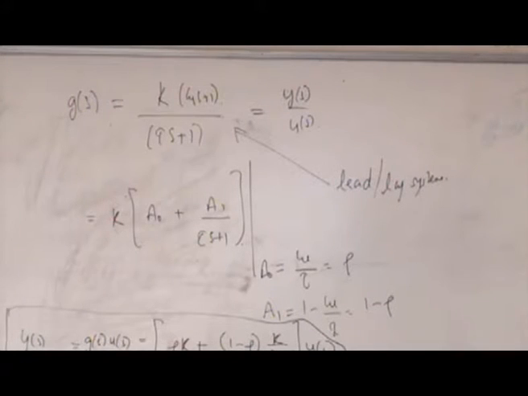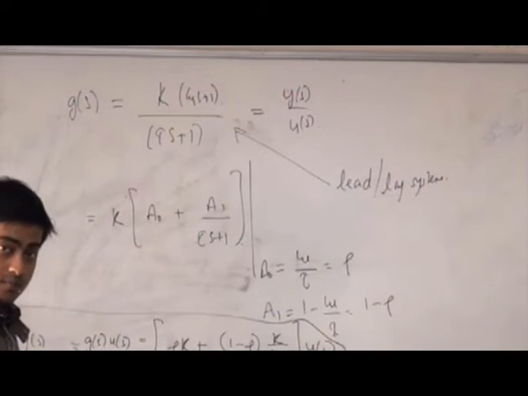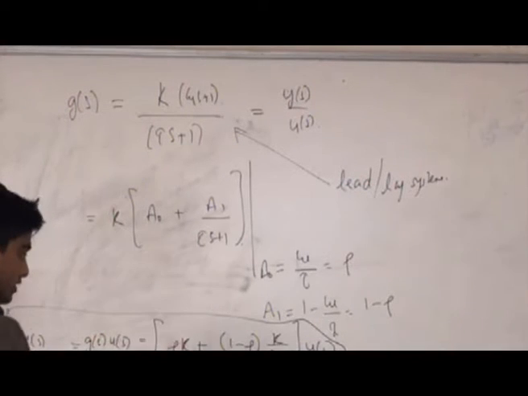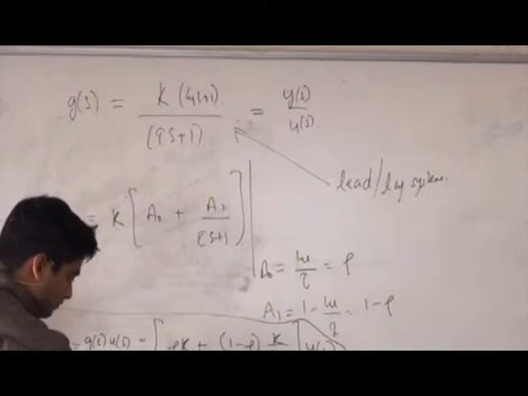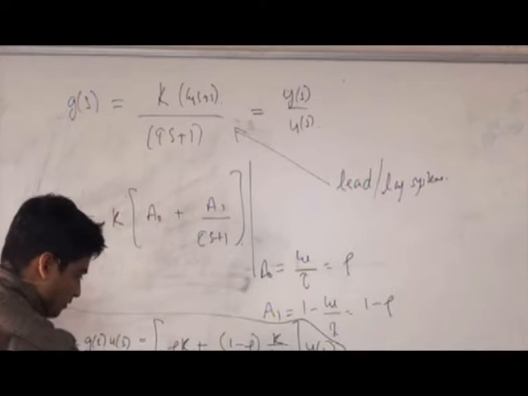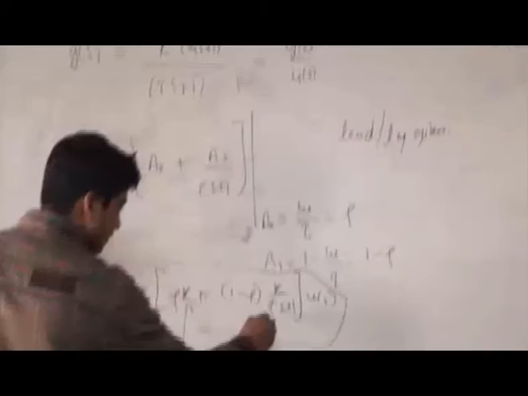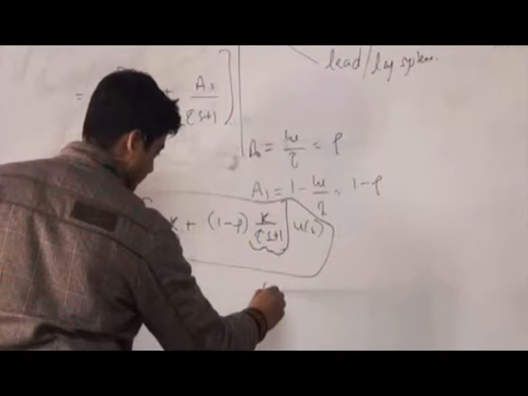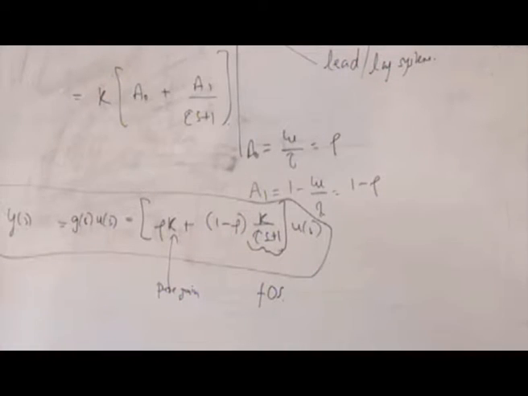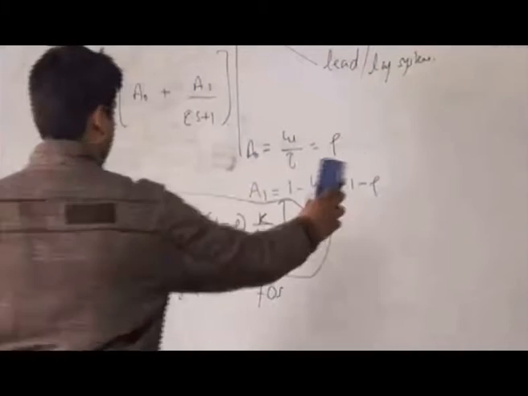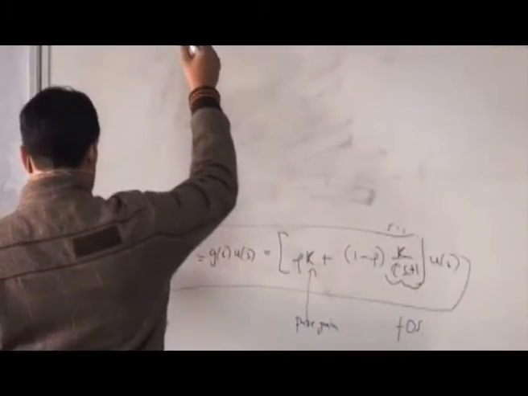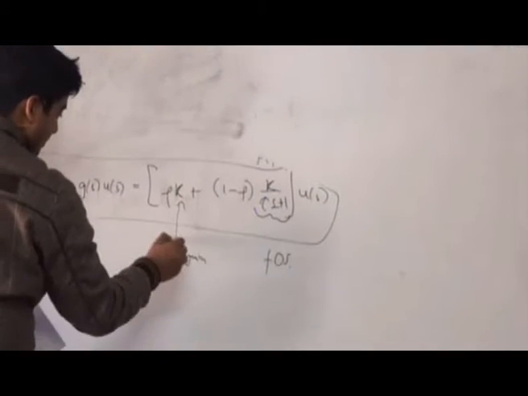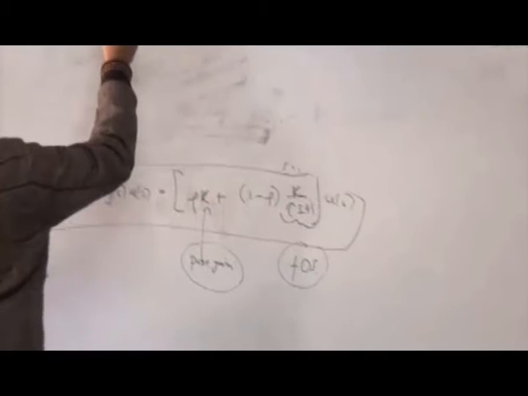It is just a summation of two systems, or I would say a weighted average of two systems, where I have a pure gain system. This is called a pure gain. Okay, and this is called of course the first order system. So it is a weighted average of the pure gain system and the first order system. Proceeding further with this last equation, I take the Laplace inverse of the pure gain system and also the first order system, and I can write it in terms of time domain signal.